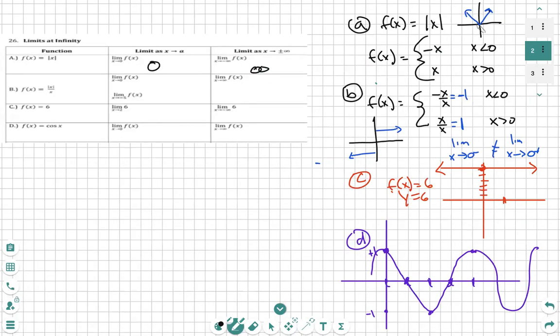We can check the graph to double check that. The V goes up in both directions. As I go to negative infinity for x, the further left I go, the more up my graph gets. So there you go for that first one.